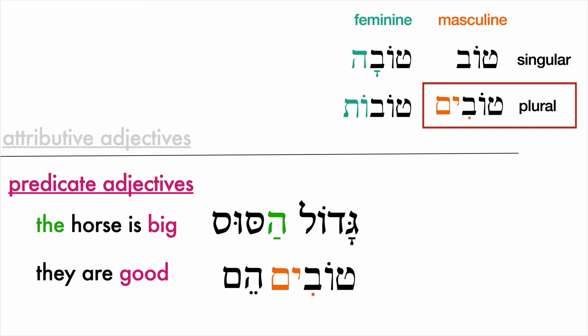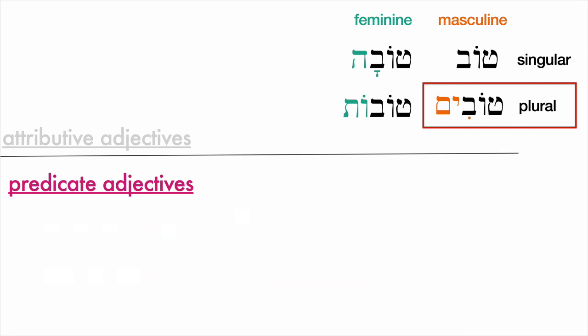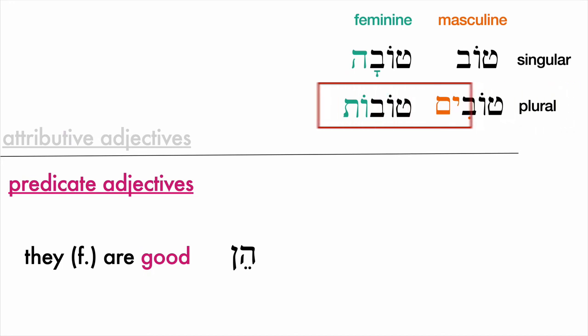And finally, Hebrew has a distinctive form for they, feminine. So you could be referring to feminine nouns. The lands are good. The word land in Hebrew is feminine. They are good. The word for they is hen. And now what form of good do we want to agree with something feminine and plural? We want tovot. We want the ot ending. And tovot hen means they are good.